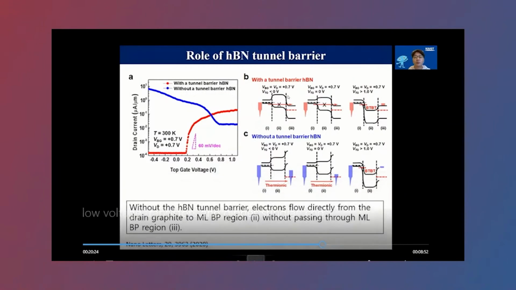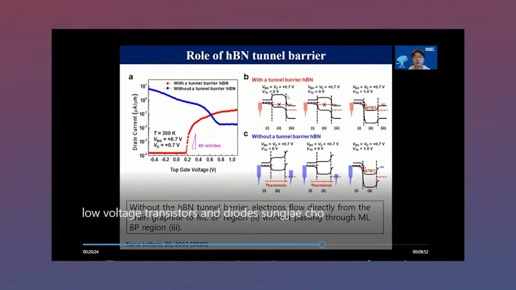So this is too long, so we're going to cut that and go straight to the summary slide, and then we'll get back on time again.